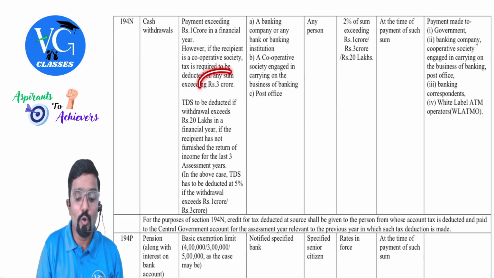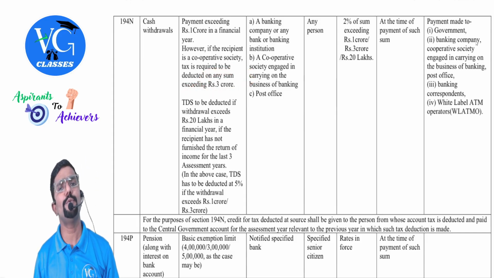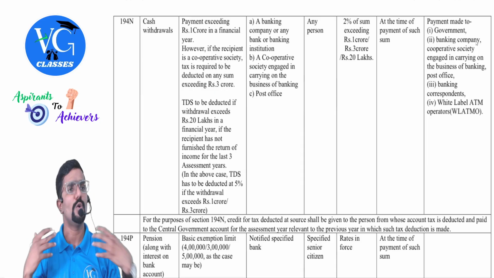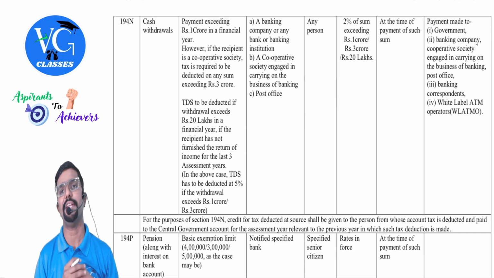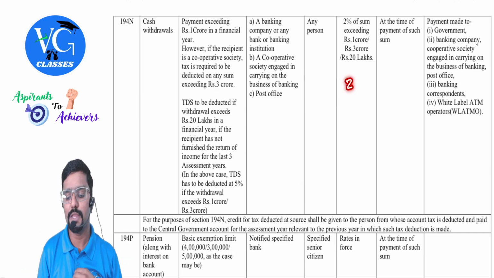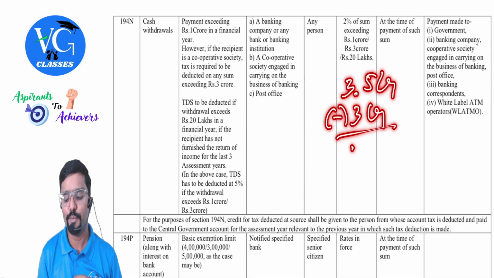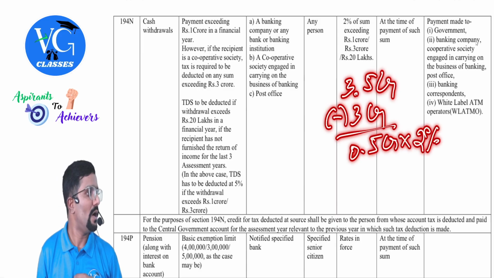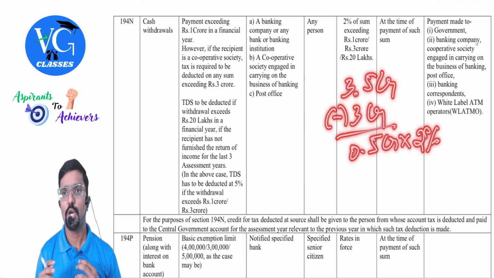Now, what if a cooperative society is withdrawing the money? Up to 3 crore, no TDS. Assume they are withdrawing 1 crore, 1.5 crore, 2 crore, 2.5 crore, no TDS. What if they withdraw 3.5 crore? How much is in excess of 3 crore, guys? 0.5 crore. On that, 2%. Got it?